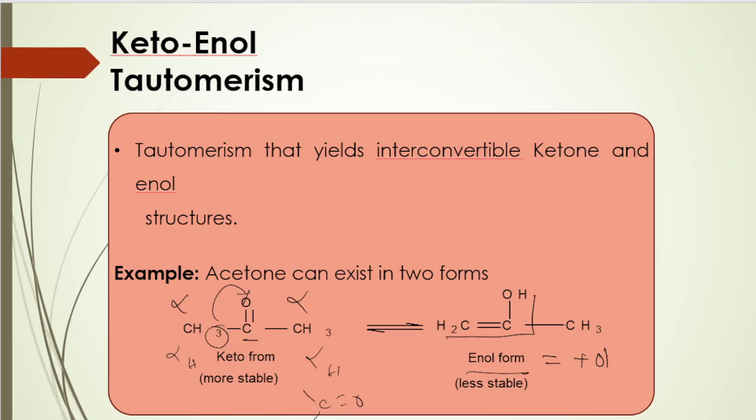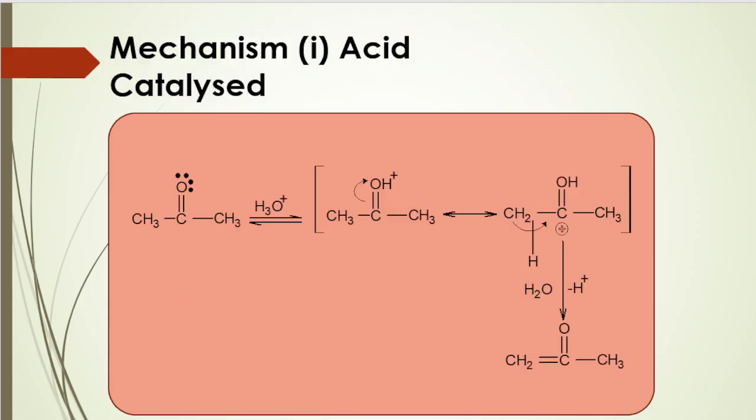So between the keto form and the enol form, there exists a dynamic equilibrium. Both are interconvertible from one another, and that phenomenon is nothing but tautomerism. Here the keto form is more stable when compared to the enol form. Okay, now you can clearly check here the H plus ion, how it is shifting from H3O plus; actually it is from the solvent.